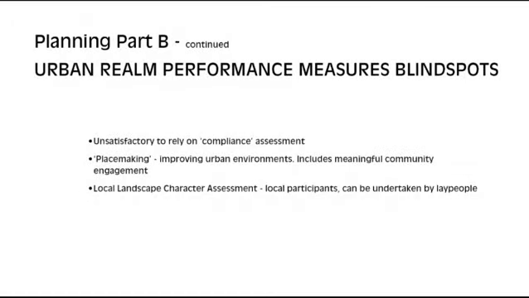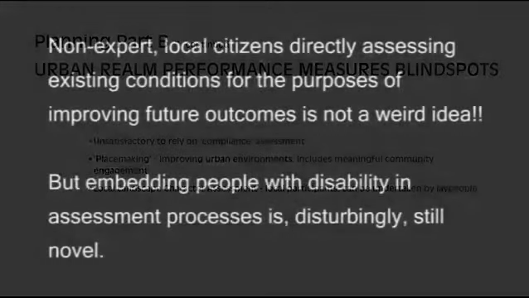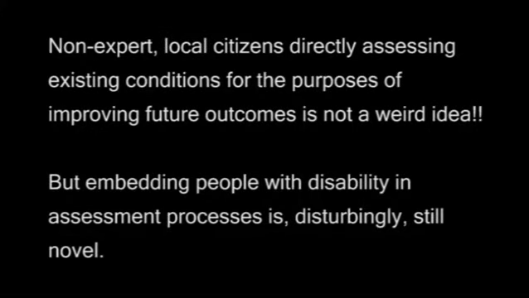Improving urban environments via placemaking is now well established in the urban lexicon. Besides existing conditions evaluation, essential placemaking principles include meaningful community engagement. Local landscape character assessment involves local people as participants, and quantification of urban design qualities with the appropriate checks and balances can be undertaken by lay people. Non-expert local citizens directly assessing existing conditions for the purposes of improving future outcomes is not a weird idea. But embedding people with disability in assessment processes is, disturbingly, still novel.